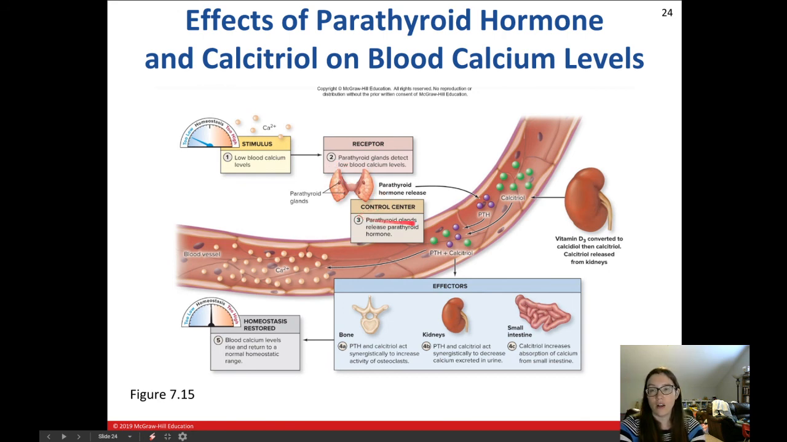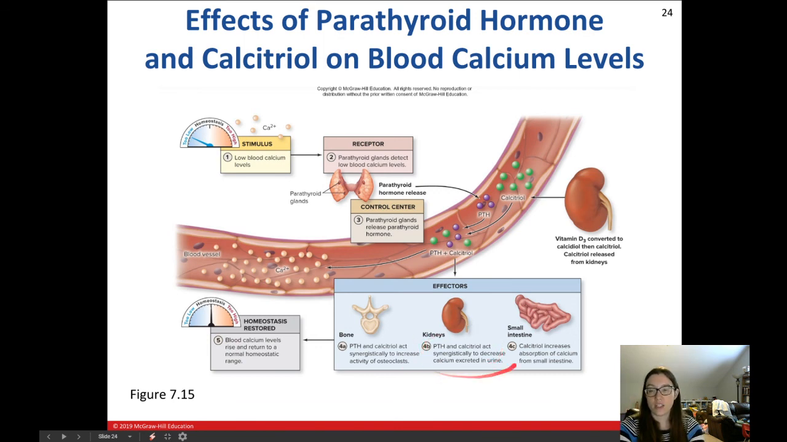And so this parathyroid hormone is then going to act as the chemical messenger, and it's going to act along with calcitriol. So the first thing it does is it's going to go to the kidneys, and it's going to increase the conversion of calcidiol into calcitriol, so that in the presence of parathyroid hormone, we have more calcitriol than we would normally have. And then these two are going to work together at the bone. So they're going to act synergistically to increase the activity of osteoclasts. So they're going to tell the osteoclast to break down more bone to release more calcium into the blood.